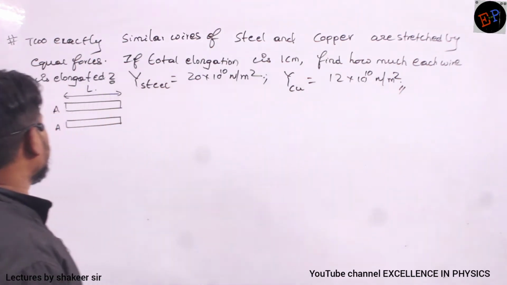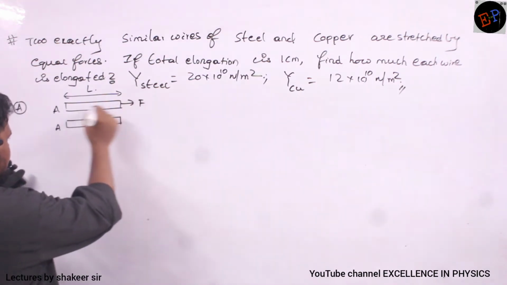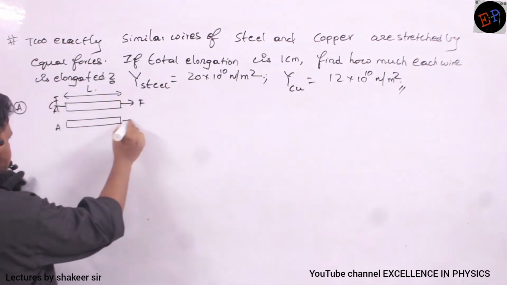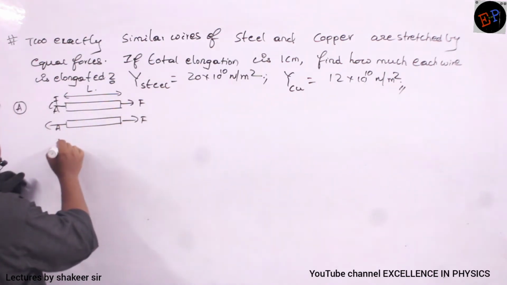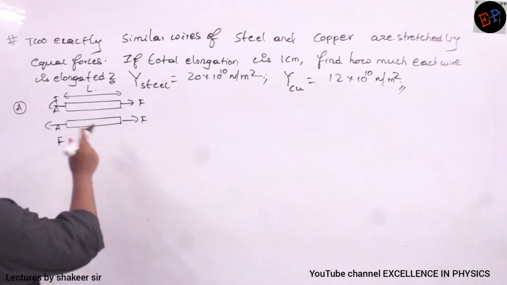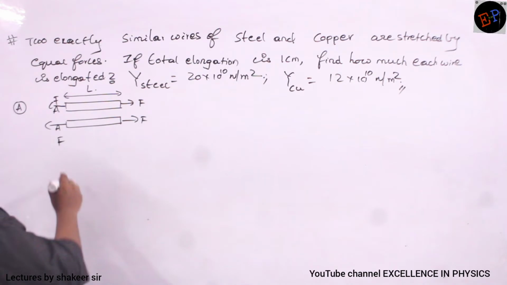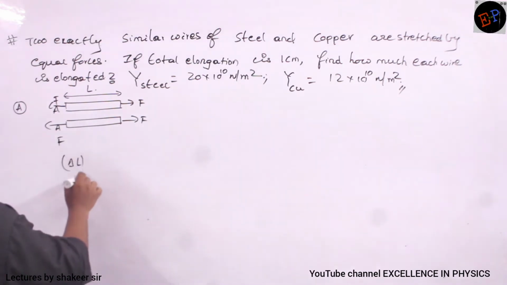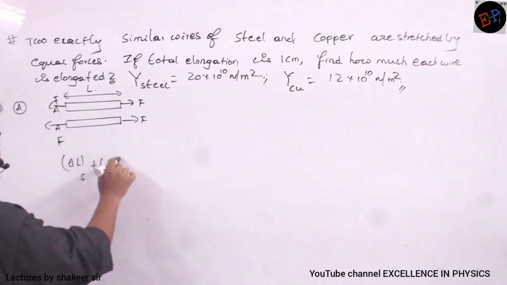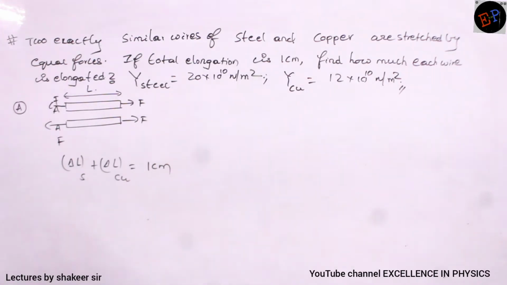So they are stretched by equal forces. We are applying some forces on them and we are trying to stretch them. That is the given data. If total elongation is 1 centimeter, total elongation means elongation in the steel rod as well as the copper rod. So I can write delta L of steel plus delta L of copper is equal to 1 centimeter. That is the data which is given.